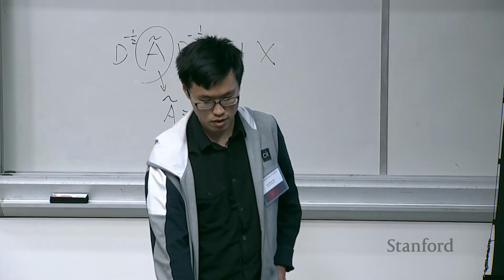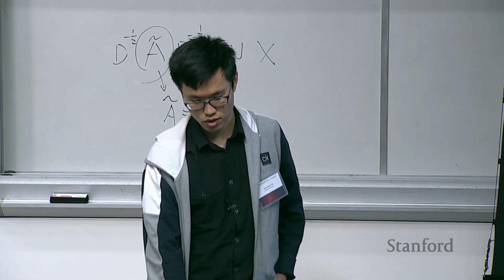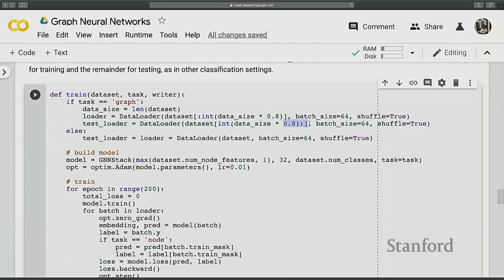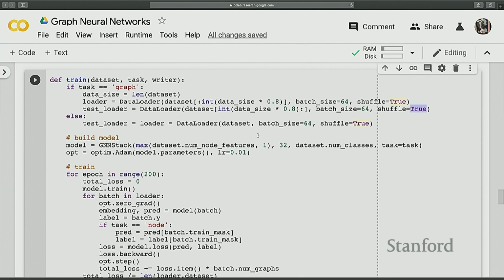But here, for simplicity, I'm just doing this train and test split. But note that properly, you have to train from the start to 0.8, then validate on 0.8 to 0.9, and then test from 0.9 to 1. So you have a different test split. And I specify a batch size of 64. I also shuffle the data so that I can have different ordering of the mini batches.